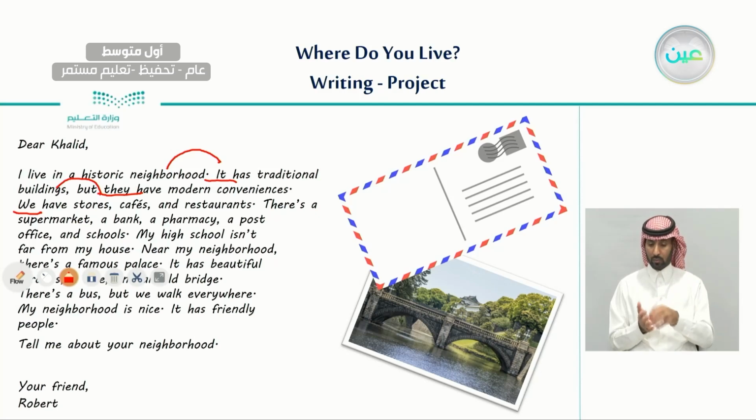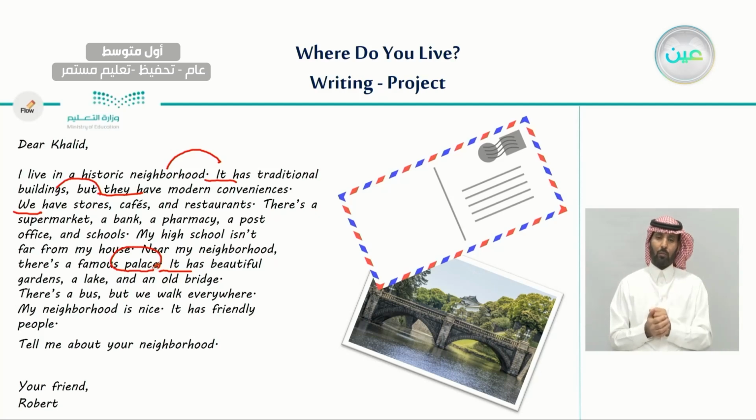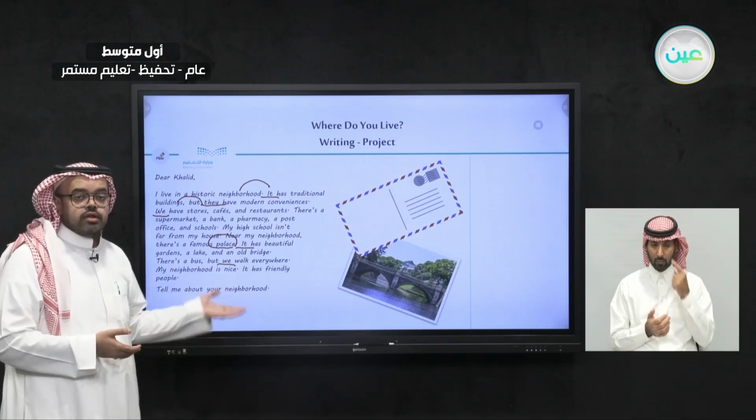And he said there is a supermarket, a bank, a pharmacy, a post office, and schools. And my high school isn't far from my house. Near my neighborhood there is a famous palace. It has a beautiful garden. So what do you think it here refers to? Very good. It refers to the palace that we have mentioned here. And a lake and an old bridge. There is also a bus, but we walk everywhere. So again, we refers to Robert and the neighbors.